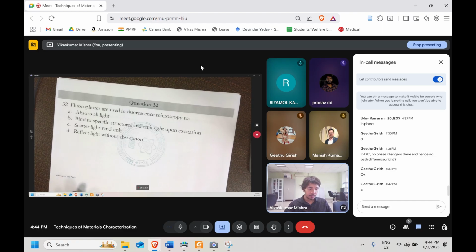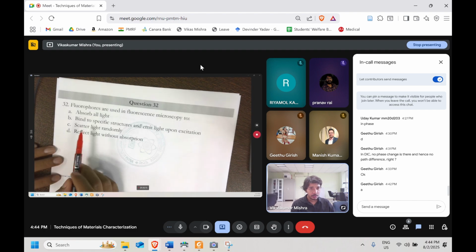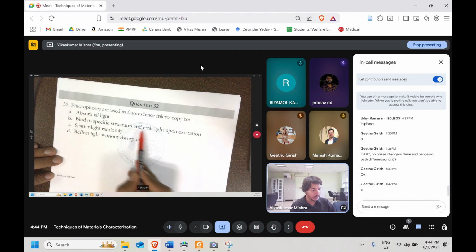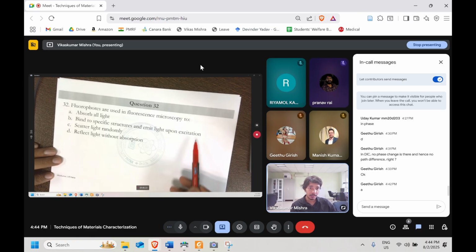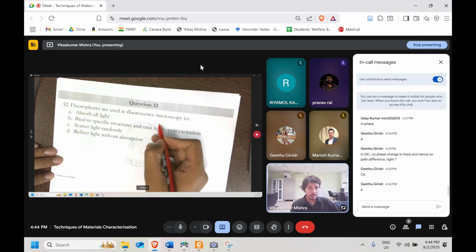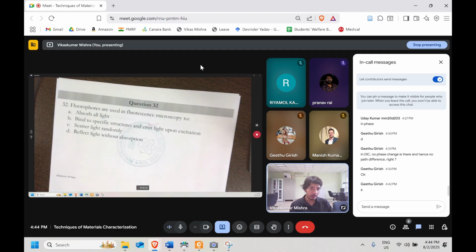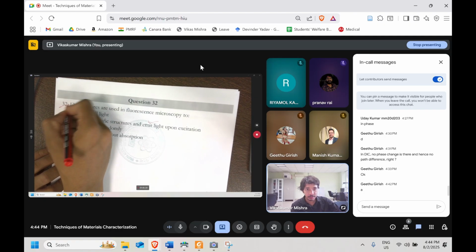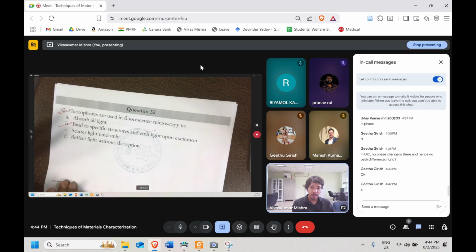The fluorophores, the material which we put, now it's going to stick with all the structure differently based upon their reactivity, based on their absorption. So the option B, bind to the specific structure and emit the light upon excitation. They will emit the light when we provide excited light to it. Okay, so the answer B is the right answer for 32. If any doubt, let me know.